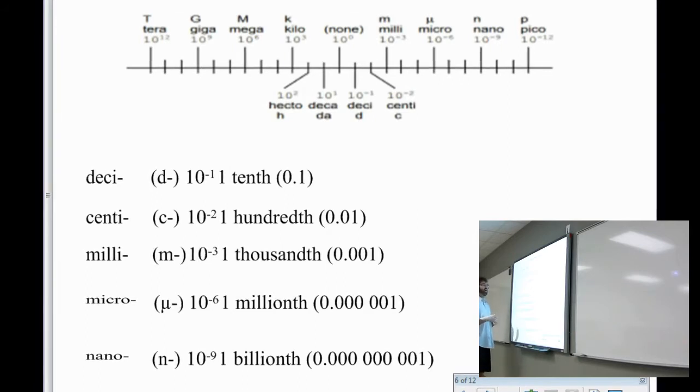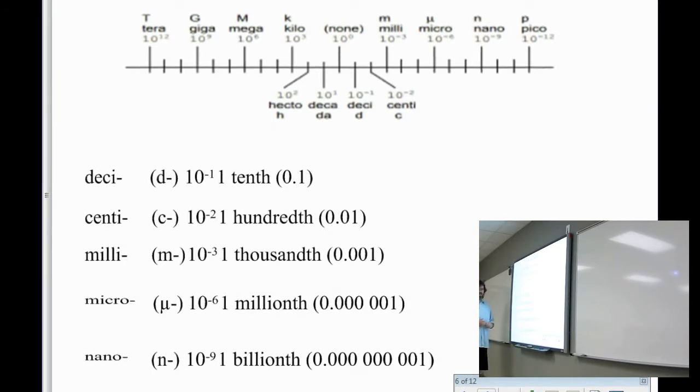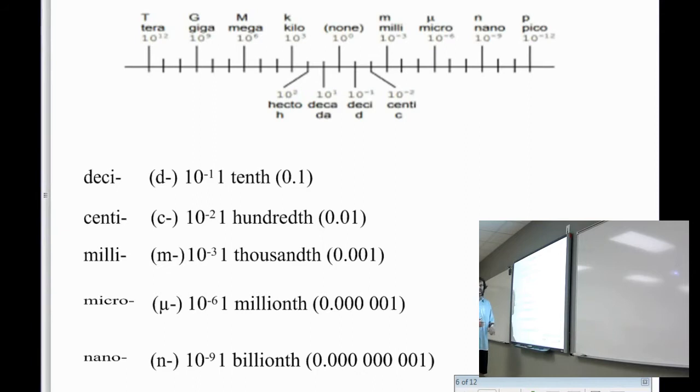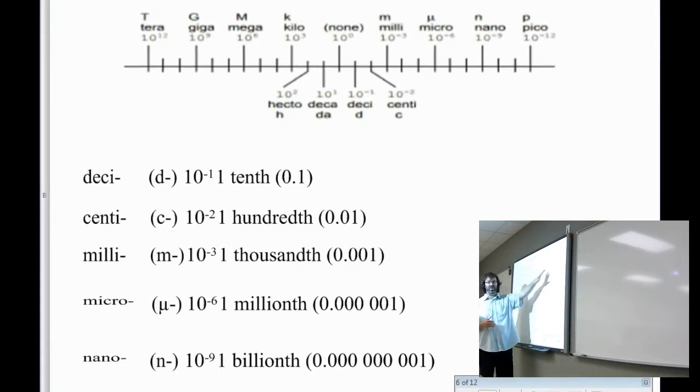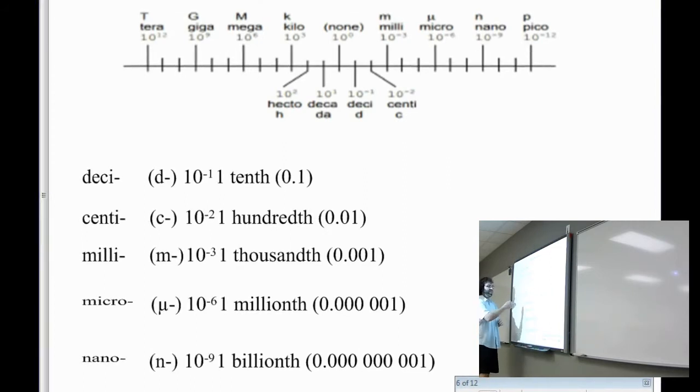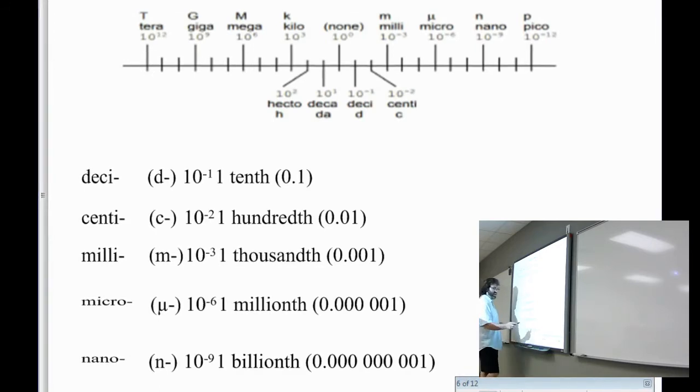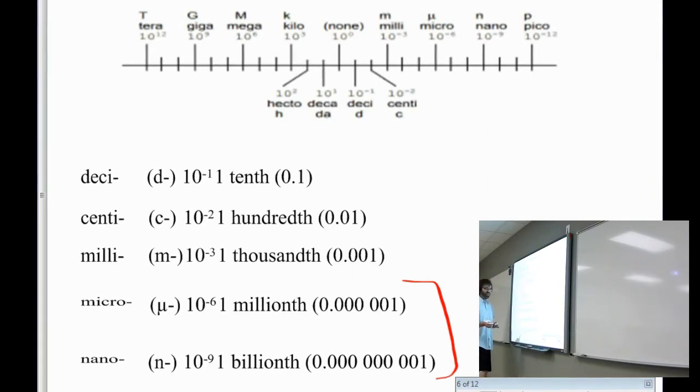If we look at the smaller end of the metric system, deci means a tenth, centi means a hundredth, milli means a thousandth, micro means a millionth, nano means a billionth, and pico, which I don't have up here but is on your scale, means a trillionth. So again, each spot is 10 times larger than the next, except when you get down here, you might notice that they are 1,000 times different.